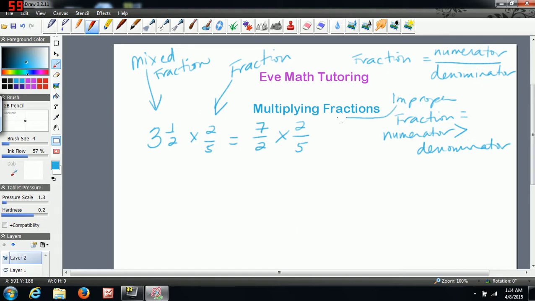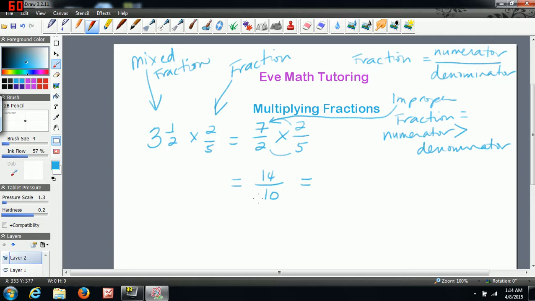Okay, so in this case, this example right here is an improper fraction. So I rewrite my mixed fraction in improper format, then I can go ahead and multiply the two top numbers and the two bottom numbers. So 7 times 2 is 14, 2 times 5 is 10.